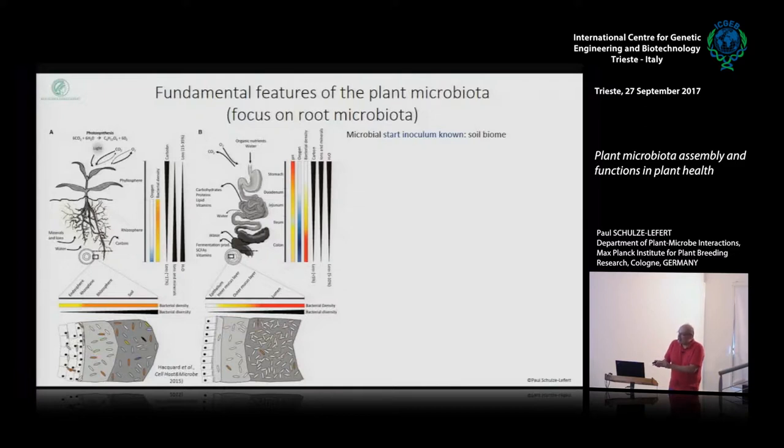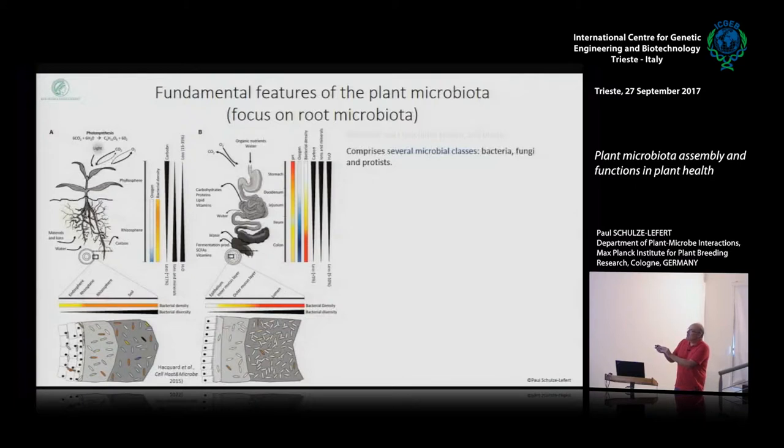So each time a new root is formed, the bacteria that end up associated with the roots and that live partly inside the root endosphere are derived from the soil biome. That's very important. This is the known start inoculum for the gut, for example, for our human gut bacterium. The inoculum source is most likely the mother. But it's still a contentious issue, whether there's really a defined start inoculum.